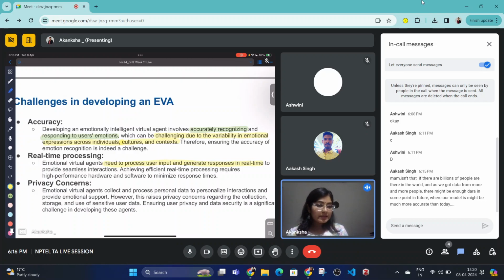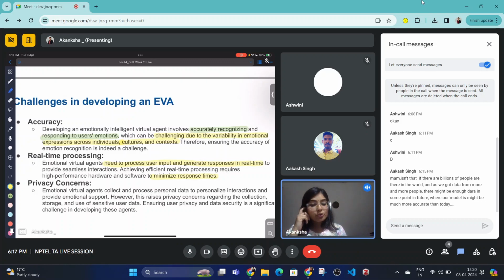Okay, now we were discussing that real time is very important because we are interacting with something. We don't want to wait for a while before getting a reply, right? So, how are we going to do that? We want to optimize our models. We want faster computation, lesser complexities, high performance hardware and software to minimize the response time. This is the end goal, to minimize the response time. Third challenge is the privacy concerns.